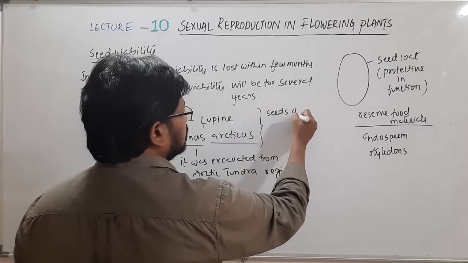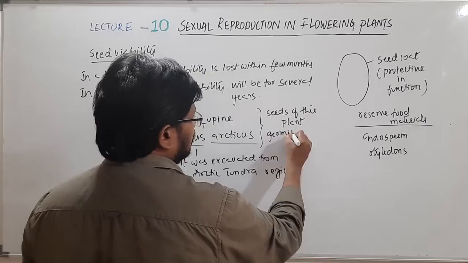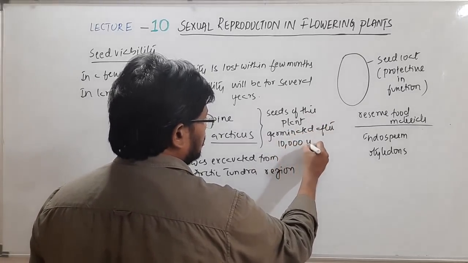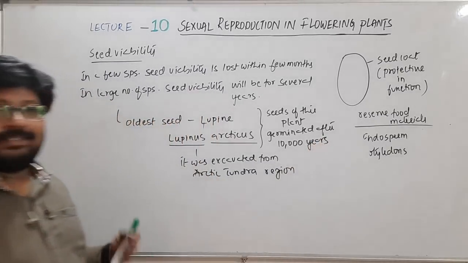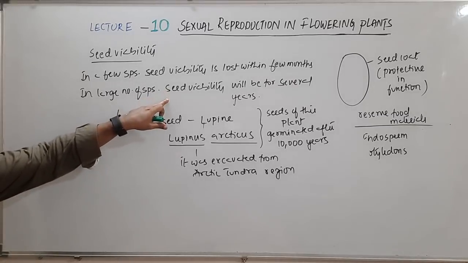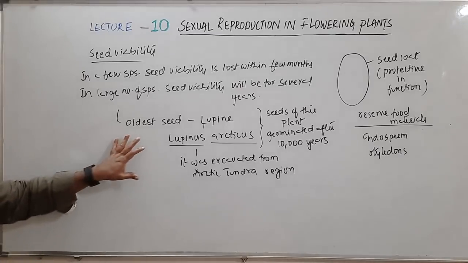So the seeds of this plant germinated after 10,000 years. We can say that the seeds of this lupine are the ones that have the longest seed viability. They show this seed viability, meaning they were in a state of activity for a period of 10,000 years, and even after 10,000 years they were able to germinate.